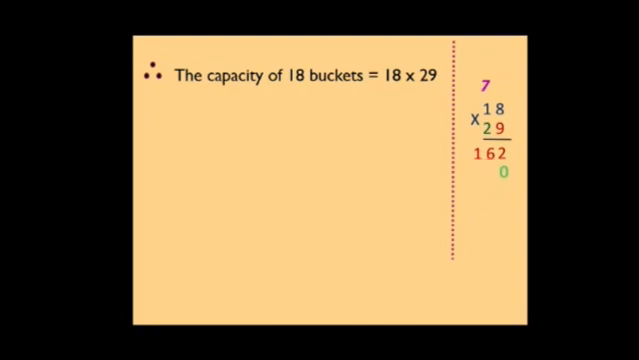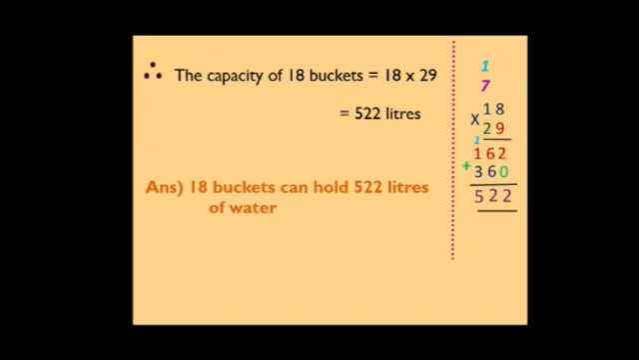Then we will multiply 18 by 2. So 2 8s are 16. We will write 6 here and 1 carry over here. Then 2 ones are 2. 2 plus 1 carry will be 3. Now we will add. So 2 plus 0 will be 2. Then 6 plus 6 will be 12. 1 carry over here. Then 1 plus 1 plus 3 will be 5. So there is 522 liters, right? So the answer is 18 buckets can hold 522 liters of water, right?